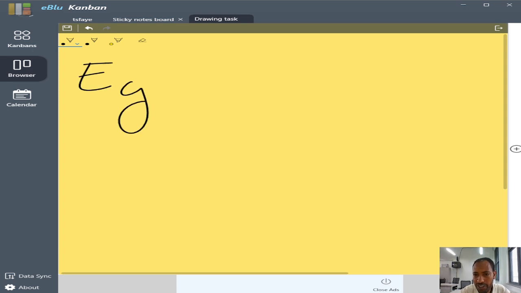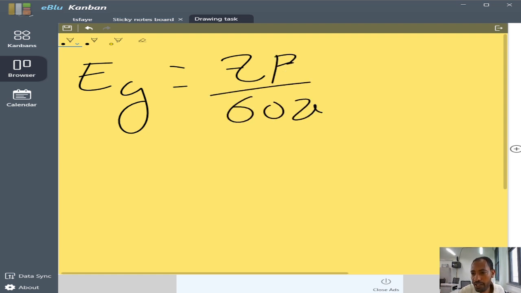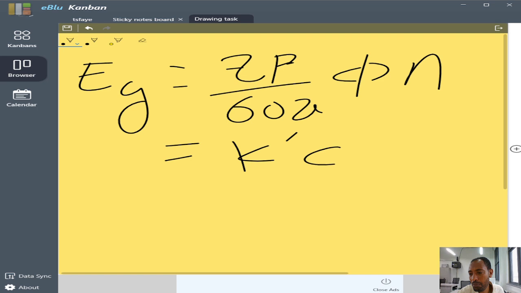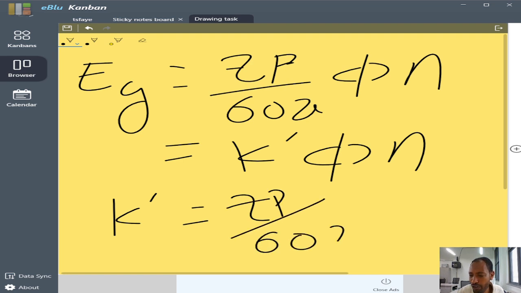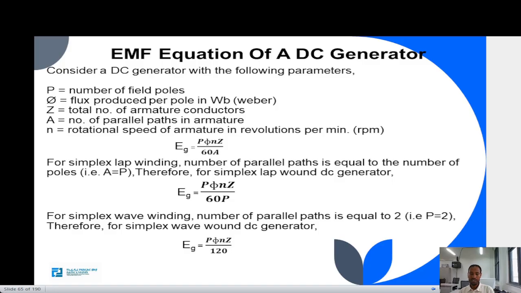The generated voltage, EG or EA, is going to be Z P phi N over 60 A. We can call this K' phi N, where K' is going to be ZP over 60A. Don't confuse this with K, the previous K, which is ZP over 2 pi A. Now K' is ZP over 60A. So, having said that, we can proceed to the EMF equation.